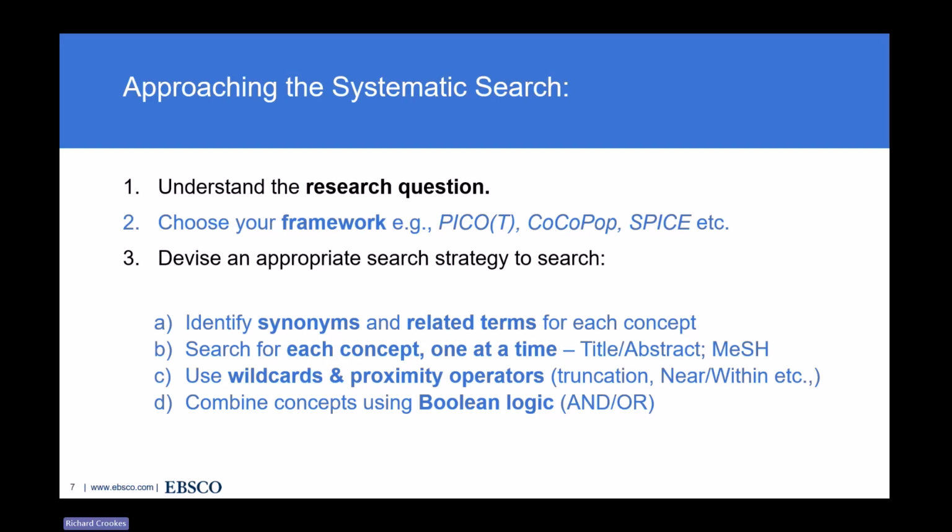We also would be looking to search for each concept, line by line, as it were, or set by set. And that could be a combination of title or abstract searching with the use of medical subject headings, the MeSH terms for MEDLINE. Then, as we seek to find what's out there, we may need to apply various wildcards and proximity operators, like truncation, near and within operators for the EBSCOhost interface, to expand and enhance our search, to ensure that we can find the relevant literature. And with that, we can then combine the concepts using the Boolean operators and, or, etc. So this is the way we're going to take it in this session this afternoon.